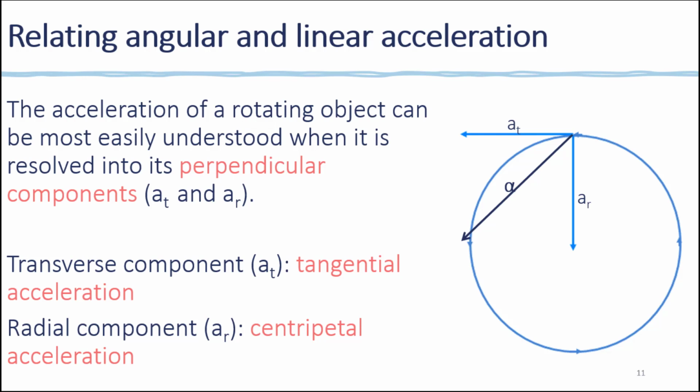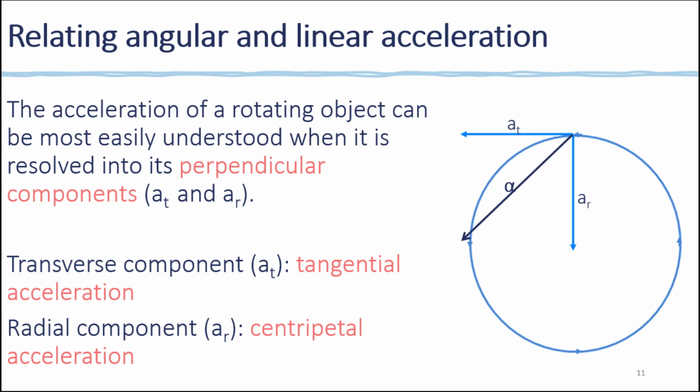Okay, last topic to cover in this lecture is the relationship between angular and linear acceleration. So here it's important to remember the relationship between linear and angular velocity, what we just saw, where if the angular velocity of a spinning object increases, then the linear velocity of a point on the object will increase as well, right? Because they're proportional to each other.